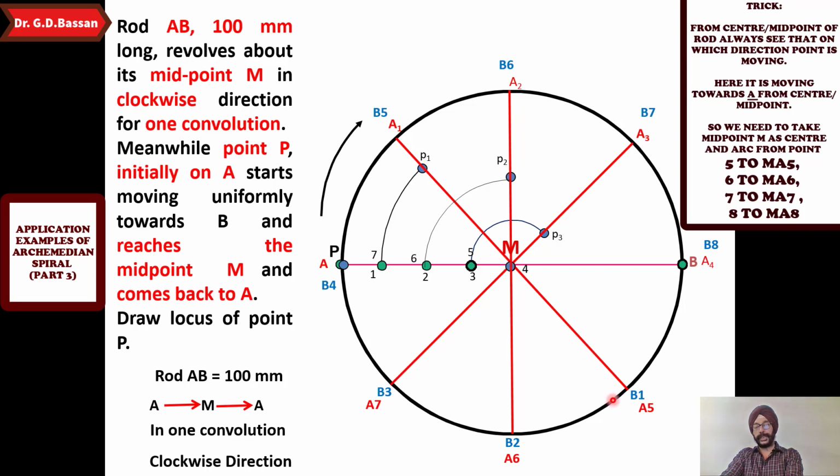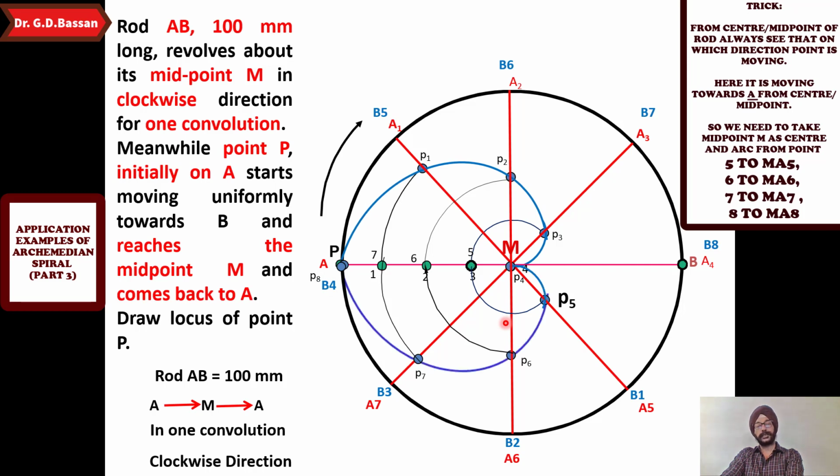On MA5, from the 5th point taking center at M, we draw an arc and we get point P5. Okay, 6 must be on MA6. From 6, taking center at M, draw an arc which intersects MA6 at point P6. Similarly, from 7 we get point P7, and P8 will be the A point, that is the point back at A. Join all these points with a smooth curve. We are getting the Archimedean spiral. I think now this method is very easy, and its trick is also very easy to understand.